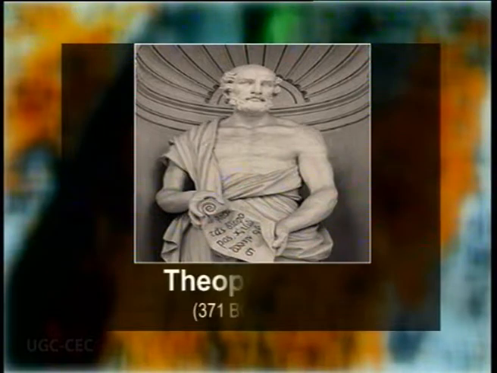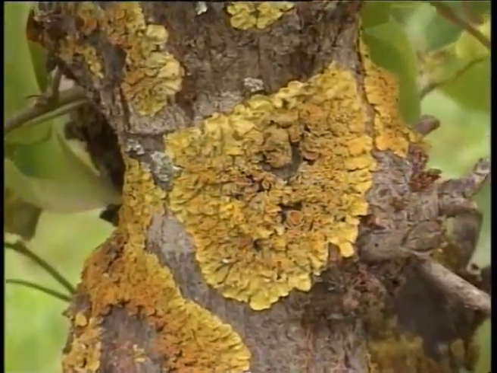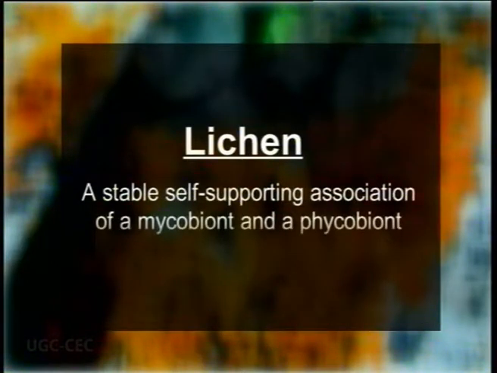Let's first introduce lichens. The term lichen was used for the first time by Theophrastus to denote a superficial growth on the tree barks. In the Dictionary of Fungi, a lichen has been defined as a stable self-supporting association of a mycobiont and a phycobiont. The branch of botany which is concerned with the study of lichens is called lichenology, and a scientist who has specialized in the study of lichens is called a lichenologist.